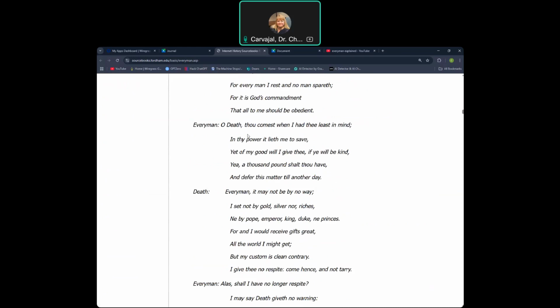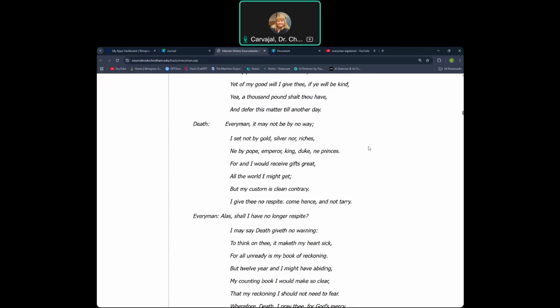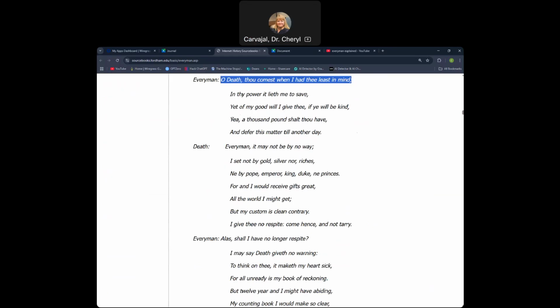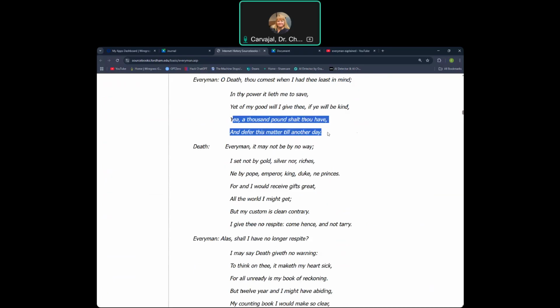And Everyman says, oh, death, thou comest when I have thee least in mind. Like I wasn't even thinking about death, but death comes unexpectedly. And he says, if I give you £1,000, can we wait until another day? And death is like, no, money doesn't mean anything to me. Not only do gold, silver, and riches not matter to me, but I don't care about the Pope, the Emperor, the King, the Duke, or princes, because guess what? No matter what rank you have in life, you still die. And you die when it's your time to have your day of reckoning, not when you're ready.